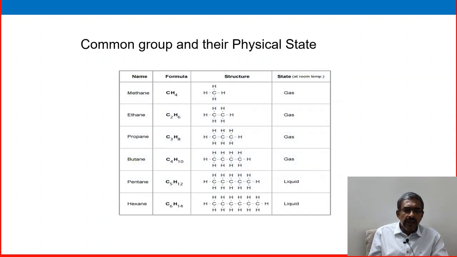I already explained methane, CH4: this is a chemical formula, this is a structural formula, and its state is a gas at room temperature. The first few are like this: CH4, C2H6, C3H8, C4H10, and it goes on like that. This is the way. Then pentane is a liquid, and hexane is a liquid; pentane and hexane are liquids.